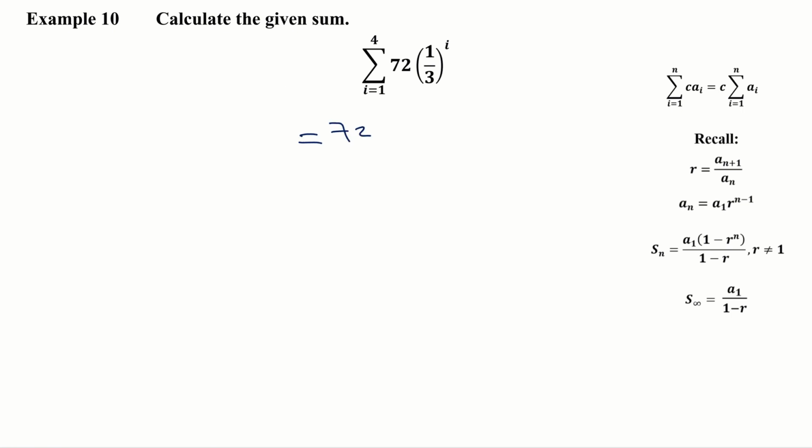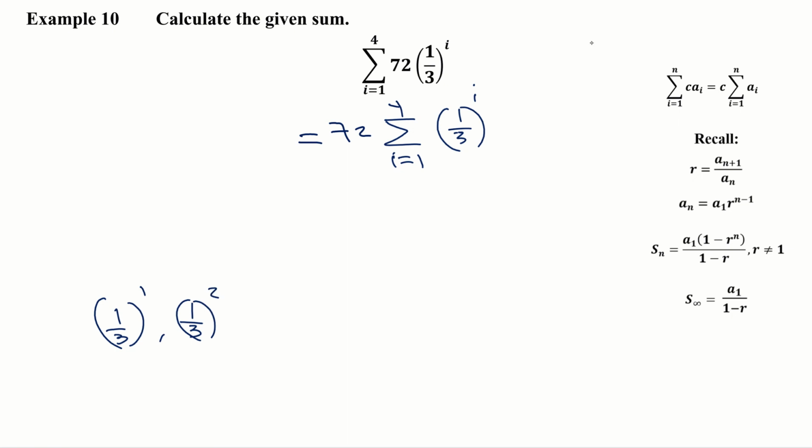So that means we're looking at 72 times the sum from i equals 1 to 4 of (1/3) to the i. All right, so our focus is going to be on this sum here at first, because then we're just going to multiply whatever result we get by 72. So I notice that the terms that are going to be added are going to be 1/3 to the 1, and then 1/3 squared, and then 1/3 cubed, etc., right? So it is in fact a geometric sequence. The first term is 1/3, as is the common ratio, because you basically multiply each term by 1/3 to get the next term, right?